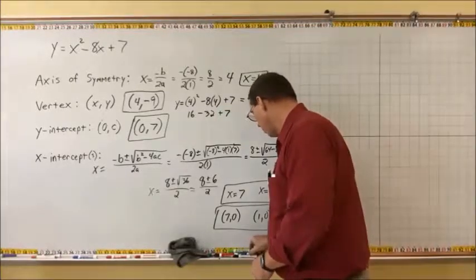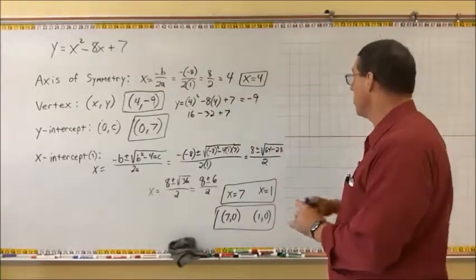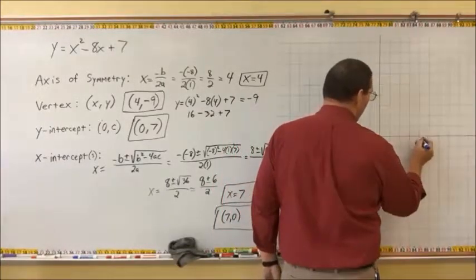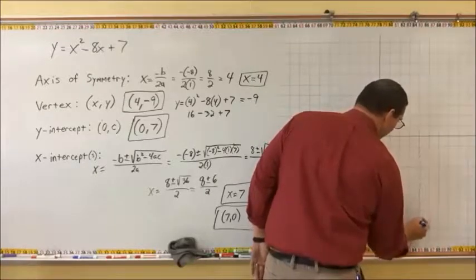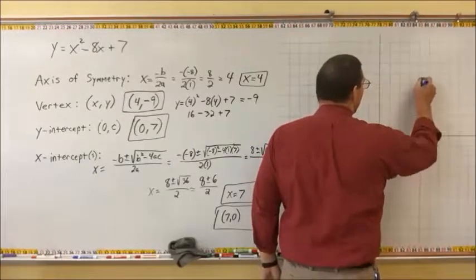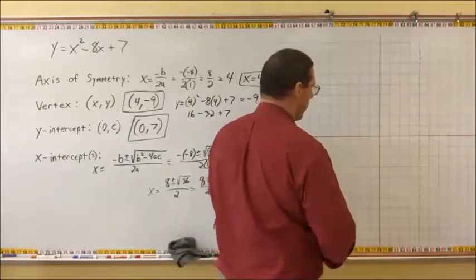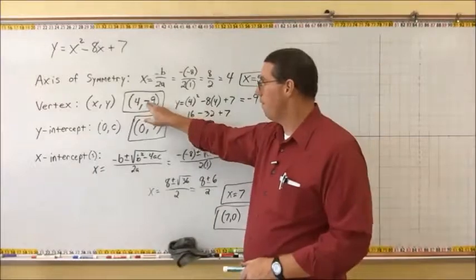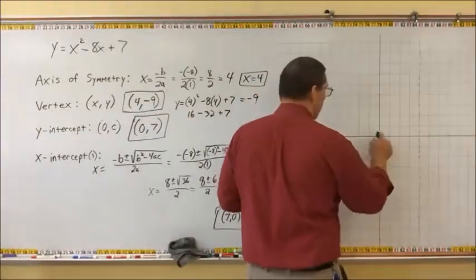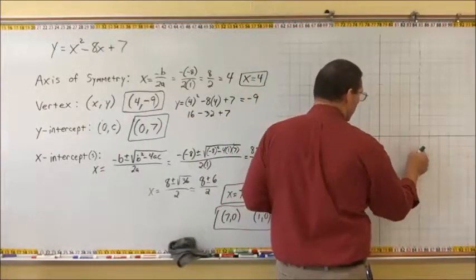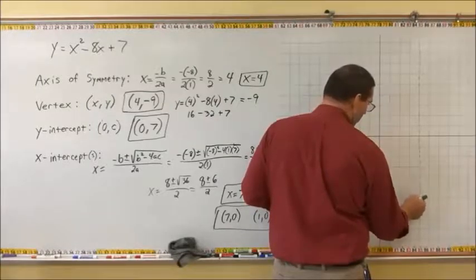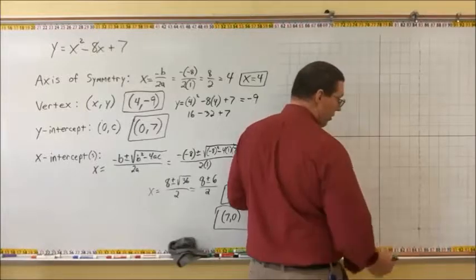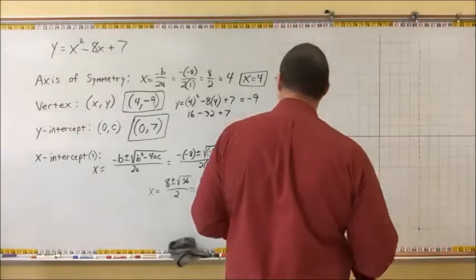So first the axis of symmetry is that x equals 4. So here's the origin, 1, 2, 3, 4. So we're going to kind of draw a dashed line in there. That's the axis of symmetry. Then we're going to plot the vertex, 4 and negative 9. 1, 2, 3, 4. 1, 2, 3, 4, 5, 6, 7, 8, 9. That's down here. So put a dot there. That's the vertex. That's the bottom of the parabola.